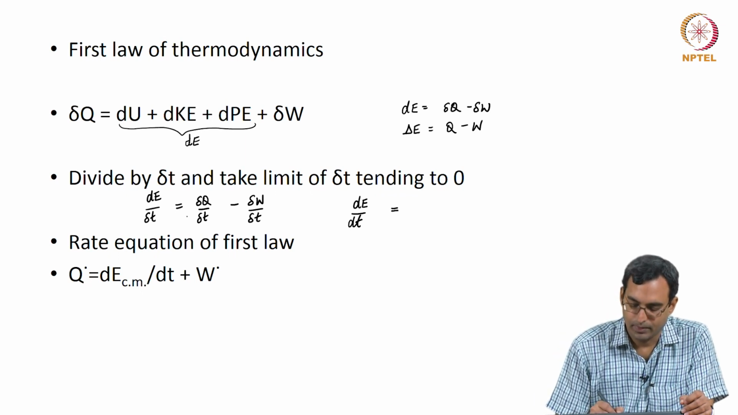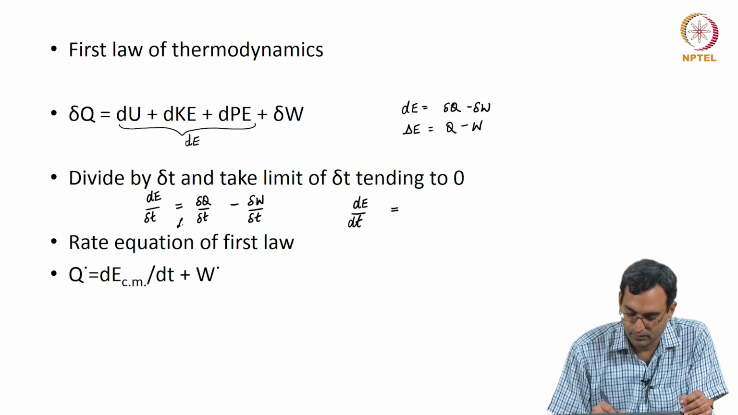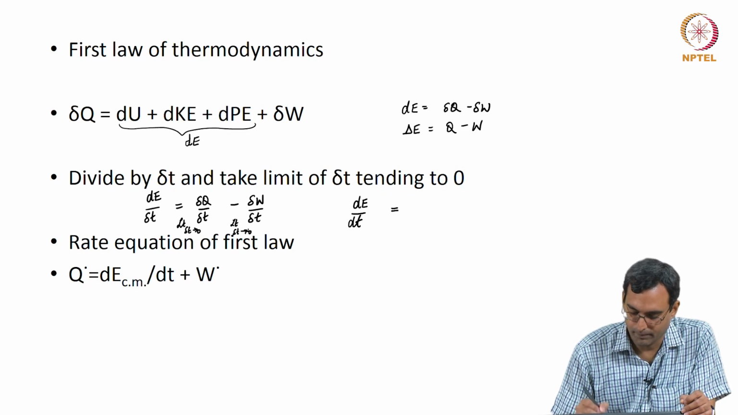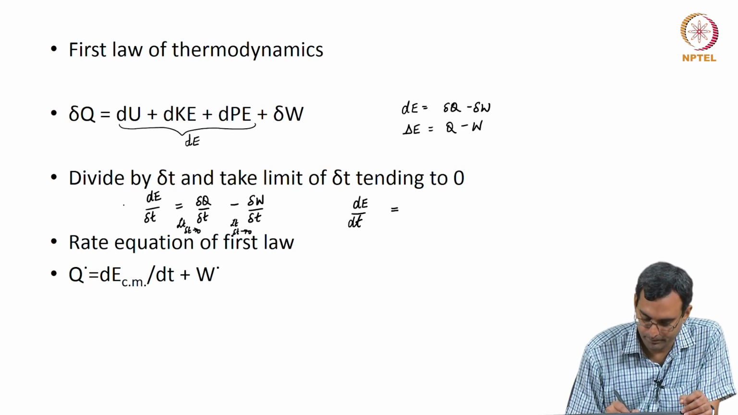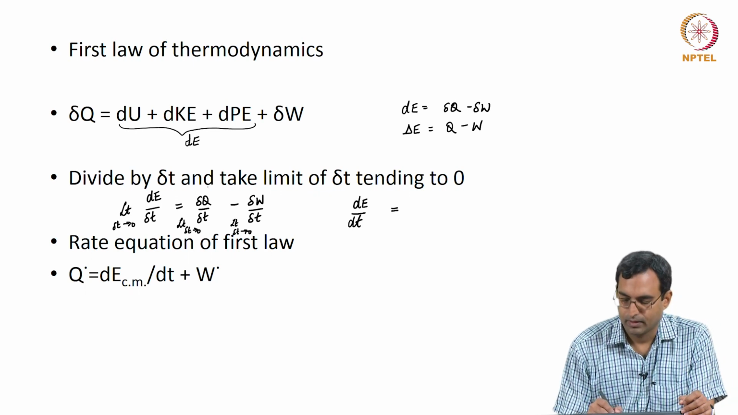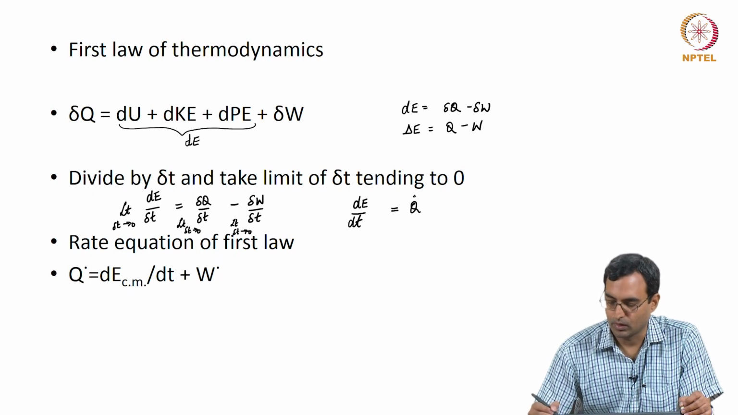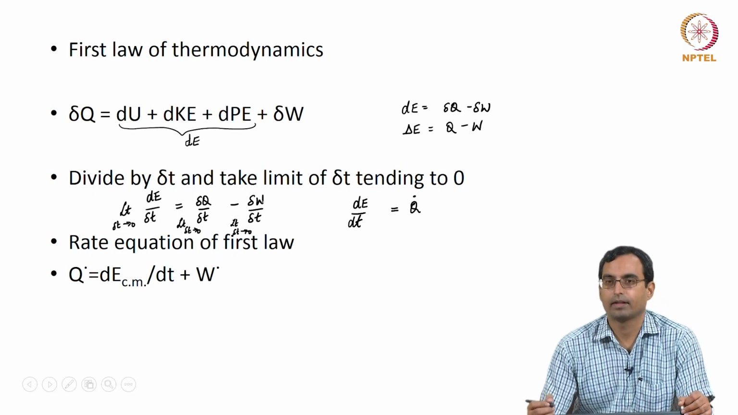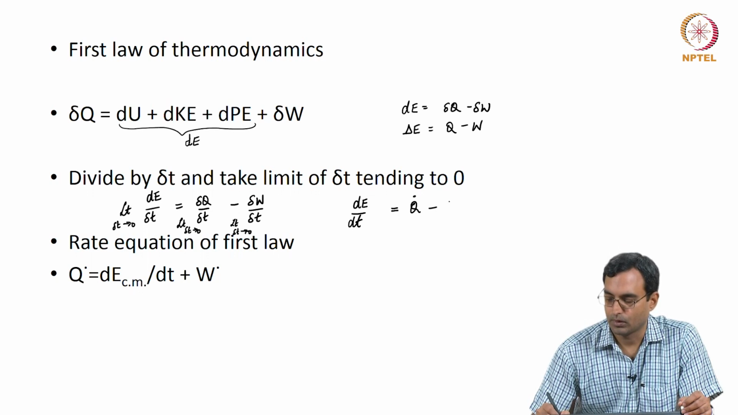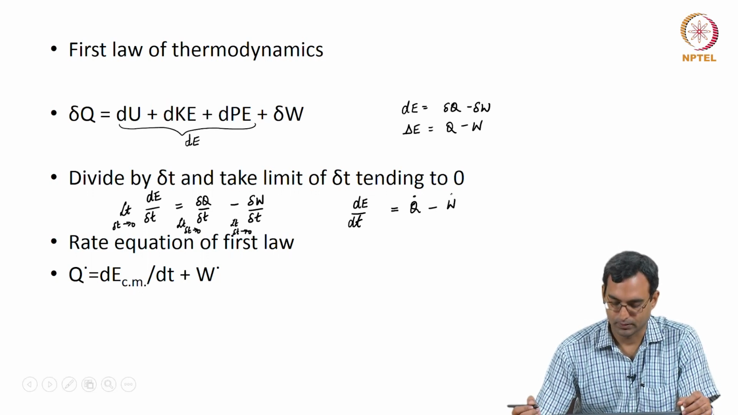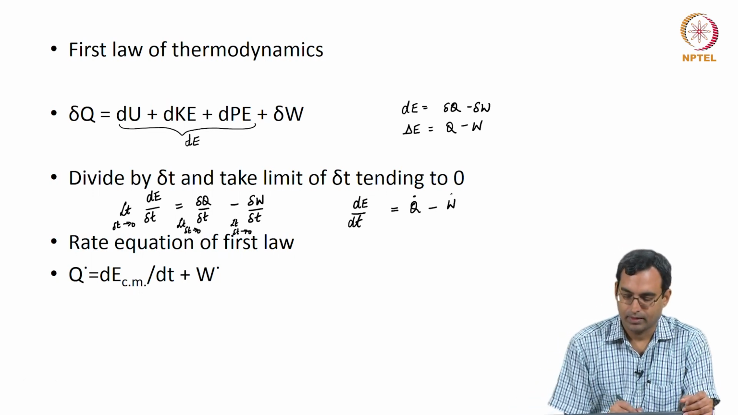This, in the limit of del T tending to 0, is what we call the rate of heat transfer, which we usually denote as Q dot, and this is what we call the rate of doing work, which is power or W dot. So the rate equation is essentially this.